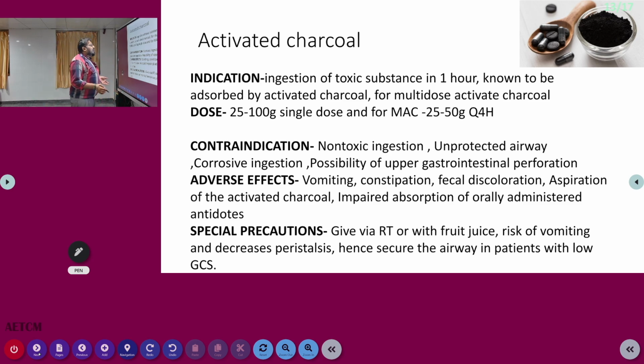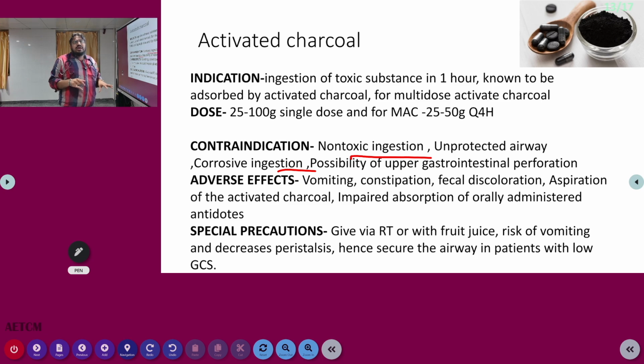So depending upon the type of poisoning, there are absolute contraindications: non-toxic ingestion and an unprotected airway. If the airway is not protected, there is a high chance that the patient will aspirate. So we should not be using activated charcoal without airway protection. Make sure that you are protecting the airway and then delivering the activated charcoal.